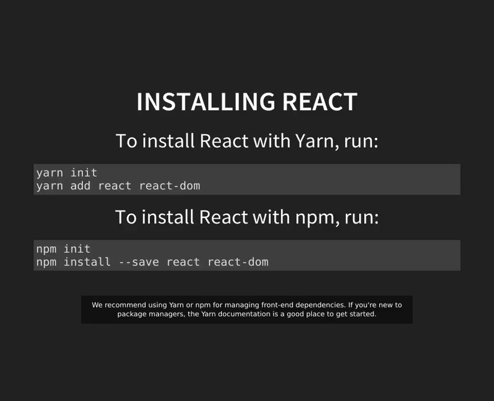We recommend using Yarn or NPM for managing front-end dependencies. If you're new to package managers, the Yarn documentation is a good place to get started. Both Yarn and NPM download packages from the NPM registry.